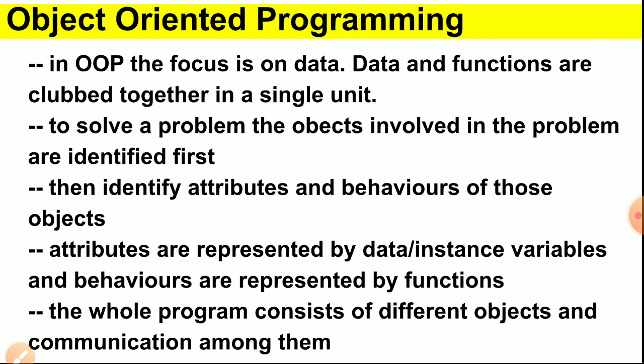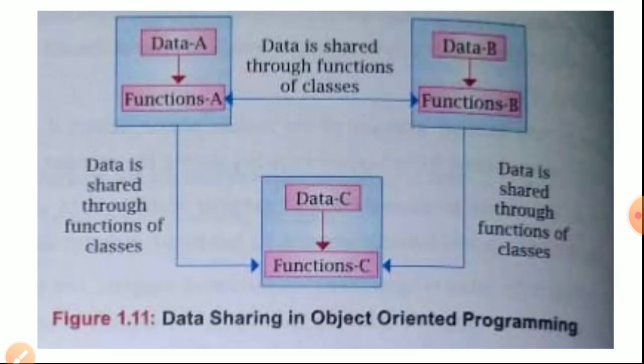The next point is that attributes are represented by data or instance variables, and behaviors are represented by functions. If this point is not clear, don't worry, we'll be seeing this in the upcoming slides. Let's look at the last point: the whole program consists of different objects and communication among them. We have seen that there is communication through the functions of each object. In other words, the functions are the medium through which the different objects can communicate. So this is the meaning of the last point.